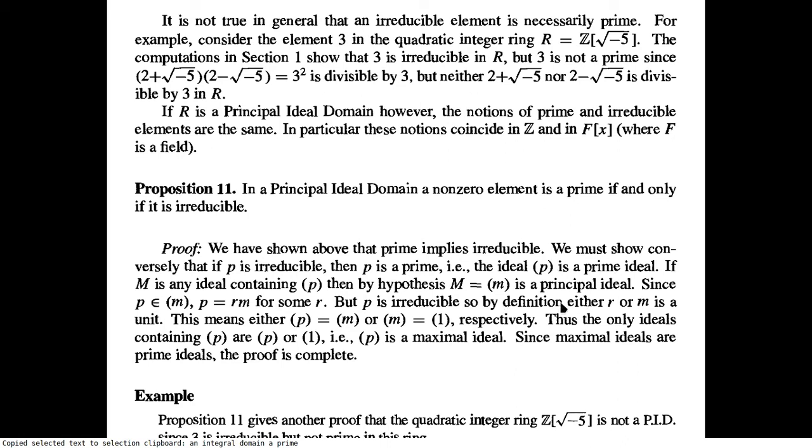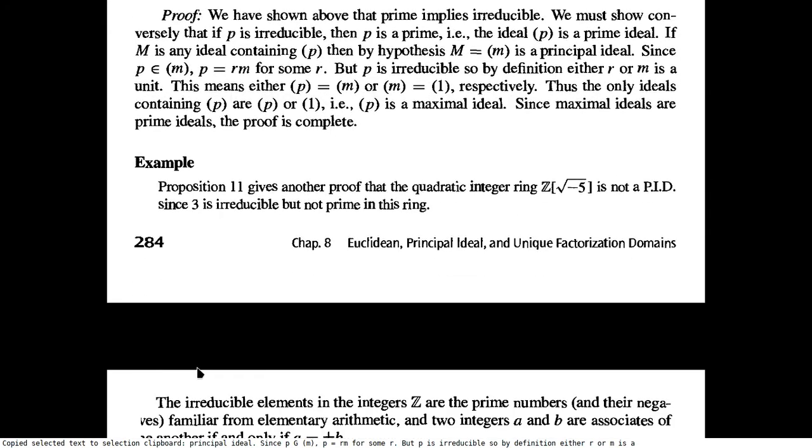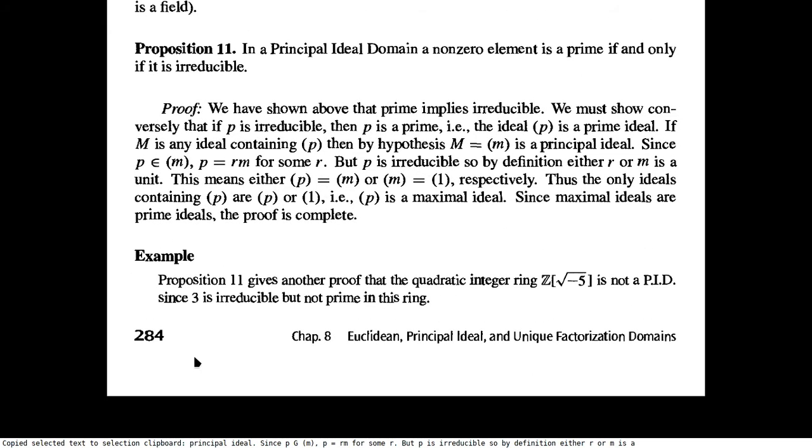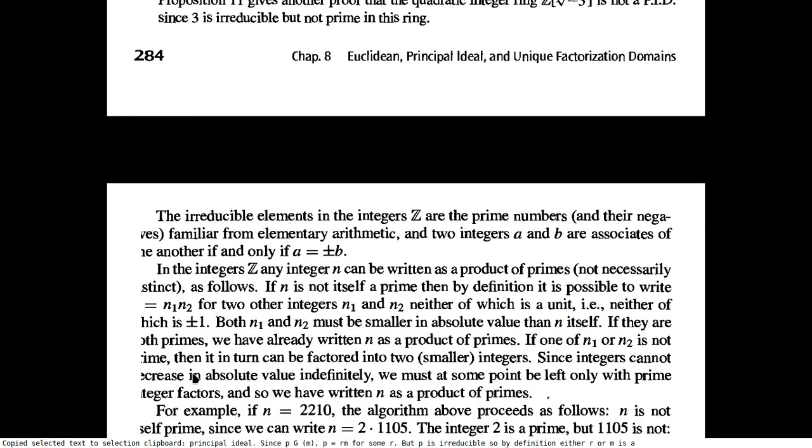Because of these two possibilities, the only ideals containing the ideal generated by P, which is claimed to be a prime ideal, are just itself and the unit ideal. And that is the definition for it to be a maximal ideal, right? And since maximal ideals are prime, the proof is complete. I believe this is making sense, not too much to be confused about.